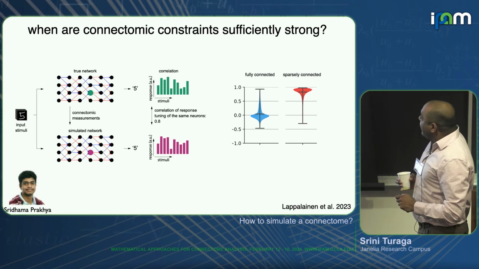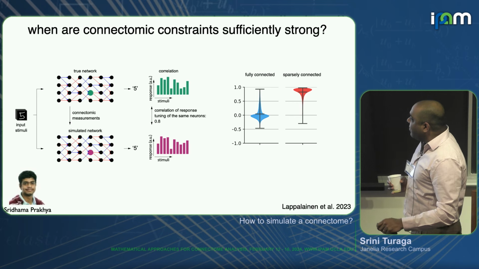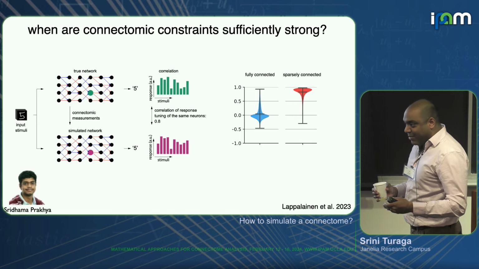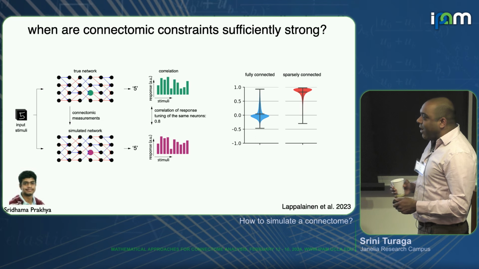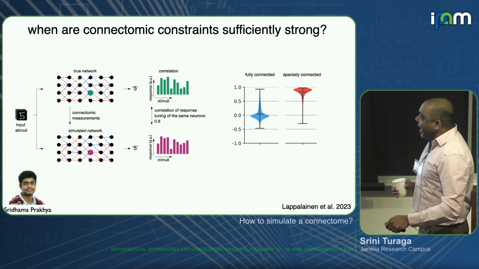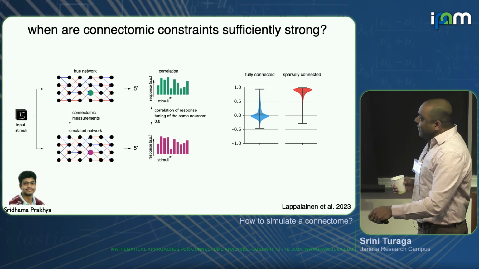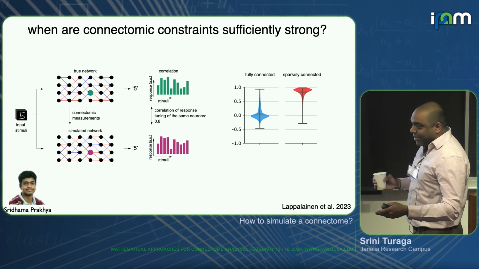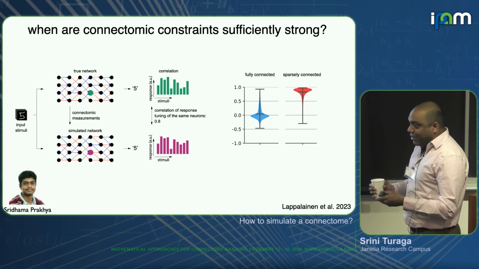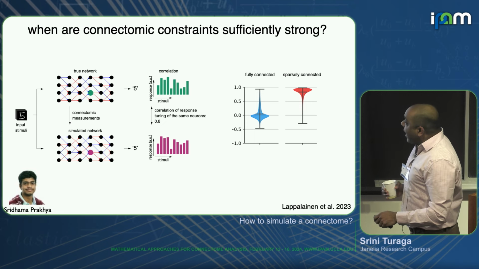What we found is that if the network is really sparsely connected and you know the connectome, then you can do a better job aligning the activities of the hidden units when you train both of these networks to perform the same task, but you also share the connectivity.